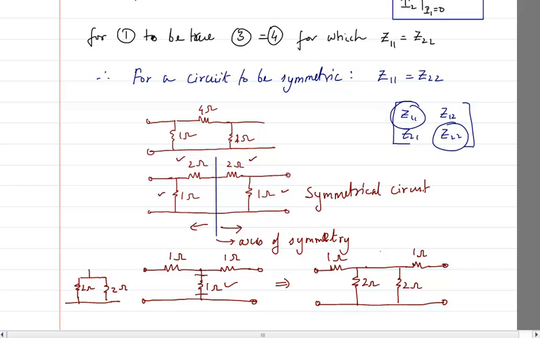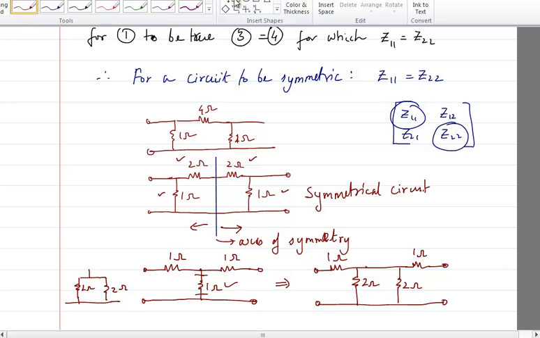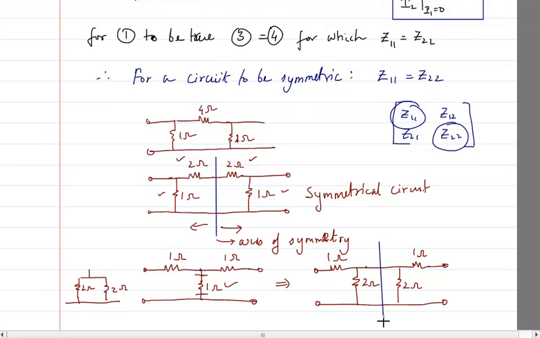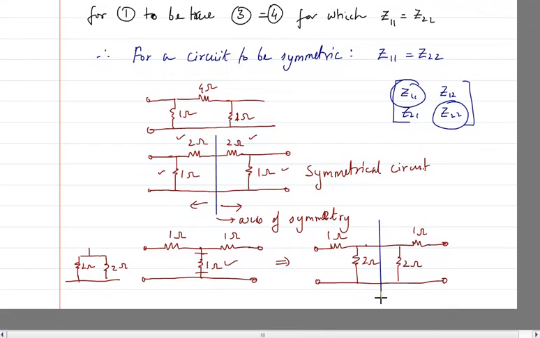Okay. Now see, you can draw an axis of symmetry from which if you look at one side, it is the mirror image of the other side. So this also is a symmetrical circuit. And that is why we use this concept of symmetry, and there is no need for you to draw like this always and find out.